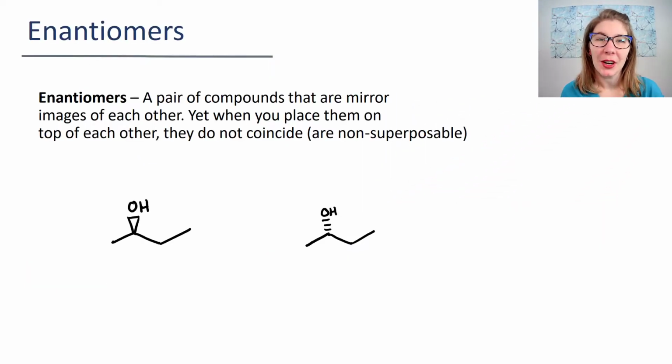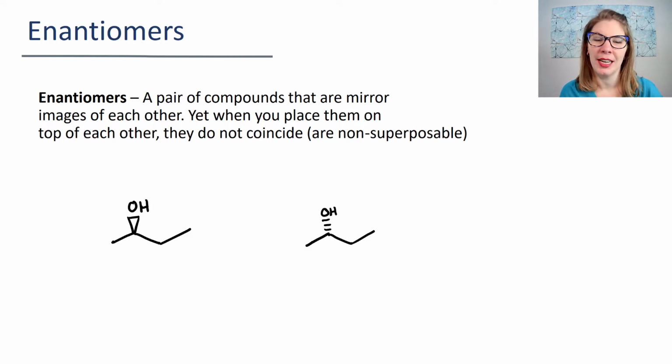Enantiomers are a pair of compounds that are mirror images of one another. But what's special about them is when you put those compounds on top of one another, they don't coincide. So even though they have the same connectivity, and they're mirrors of each other, when you place them on top of one another, their atoms don't agree. They aren't pointing in the same direction.